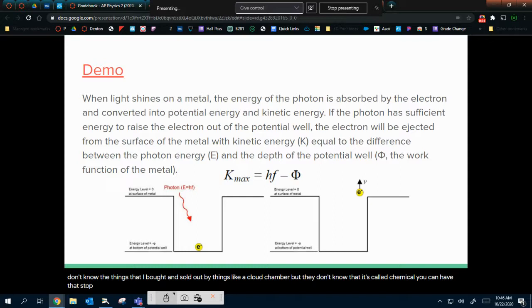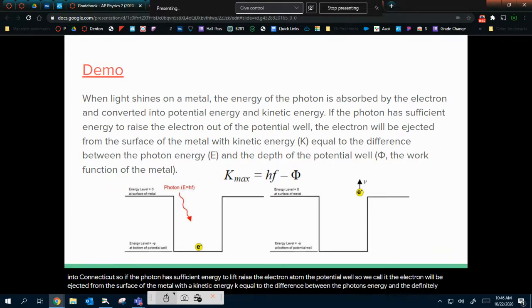So here this says, when light shines on a metal, the energy of the photon is absorbed by an electron and converted from potential into kinetic, right? So if the photon has sufficient energy to raise the electron out of the potential well, the electron will be ejected from the surface of the metal with a kinetic energy K equal to the difference between the photon's energy and the depth of the potential well. We call this the work function of the metal.